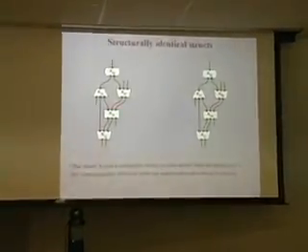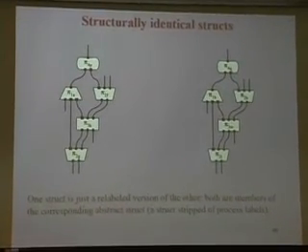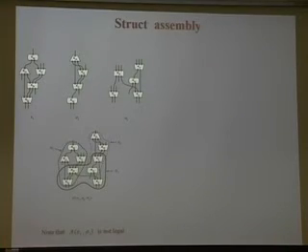So, structurally identical structs: you notice that the labels are different here, but their structure is the same. When you strip them of labels, this is the real object; you can call it an abstract struct. Then there is a struct assembly. Here they are depicted separately, but you will notice that they share some of the primitives. For example, this primitive is shared both by this struct and by that struct. When you picture them together, that's called a struct assembly.